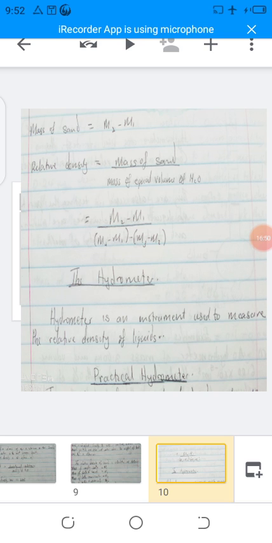The hydrometer. A hydrometer is an instrument used to measure the relative density of a liquid.